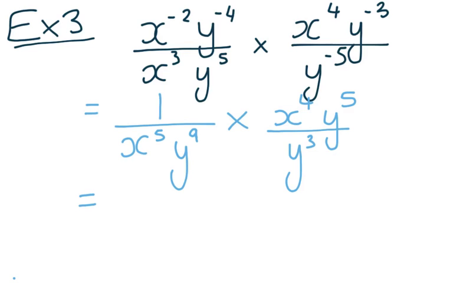Now I multiply the fractions. So I go across the top, I multiply across the top, and we just get x to the power of 4, y to the power of 5, over x to the power of 5, y to the power of 12.